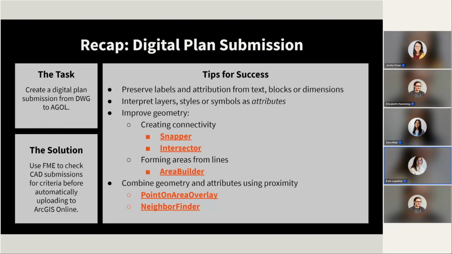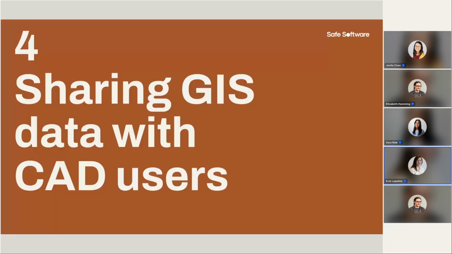At a high level, working from CAD to GIS involves a lot of capturing human readable information and cleaning up topology so the data set can be used for analysis in the future. Some of the transformers we've noted here from the workspace you saw really highlight that process, including the snapper, intersector, area builder, point on area overlayer, and neighbor finder. So I'll pass it on to Sarah for the next part of the webinar.